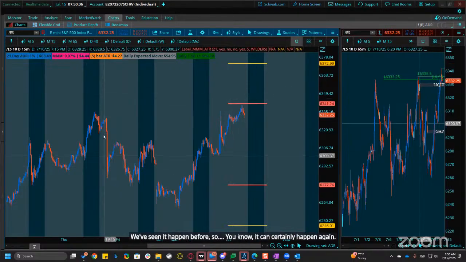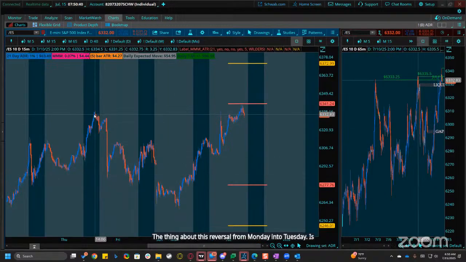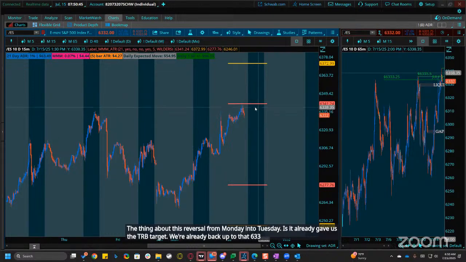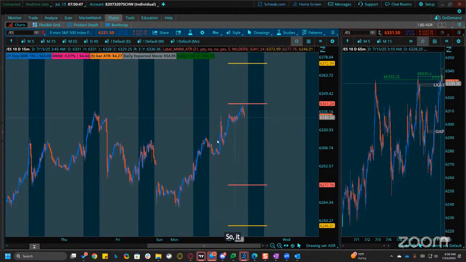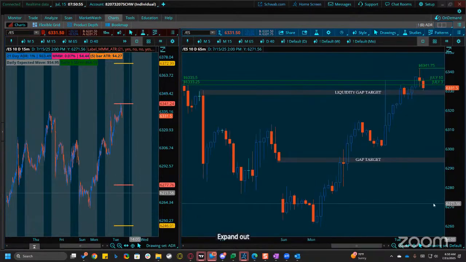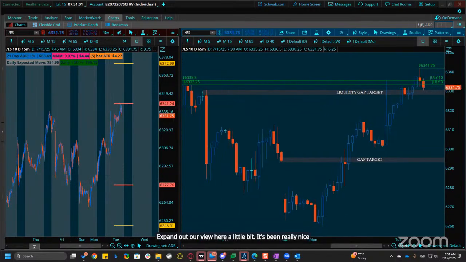The thing about this reversal from Monday into Tuesday is it already gave us the TRB target. We're already back up to that 63.32 cog line. So it doesn't owe us anything more in this run. And it's been a nice run, right? If we kind of expand out our view here a little bit, it's been a really nice, clean, consistent run.